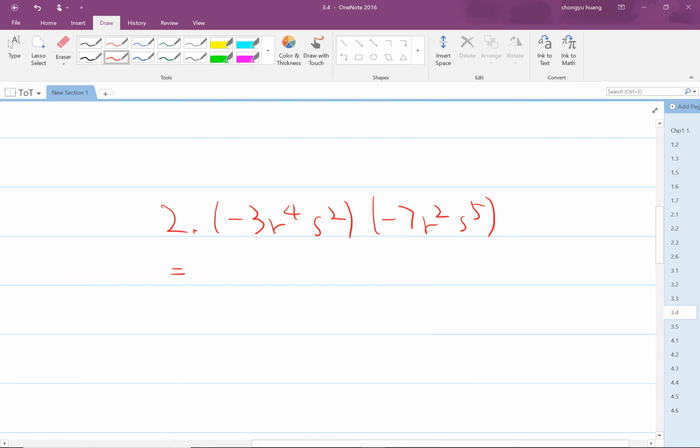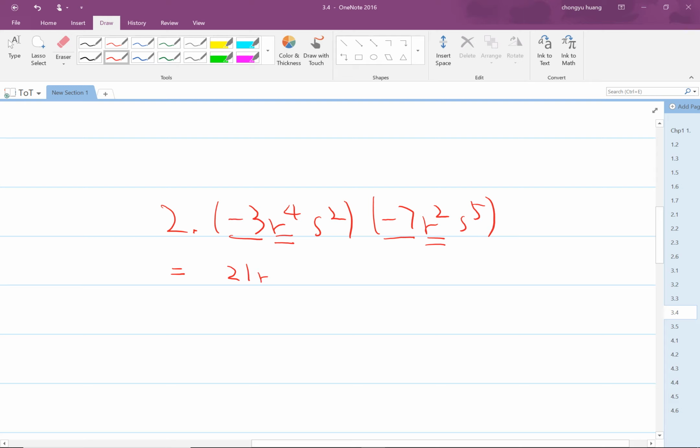What you can see over here is that we have a -3, and then we have a -7, and we are multiplying polynomials. -3 multiplied by -7 is +21, so you write down +21. And you see there's an r to the power 4, and we have an r to the power 2 on the right hand side.